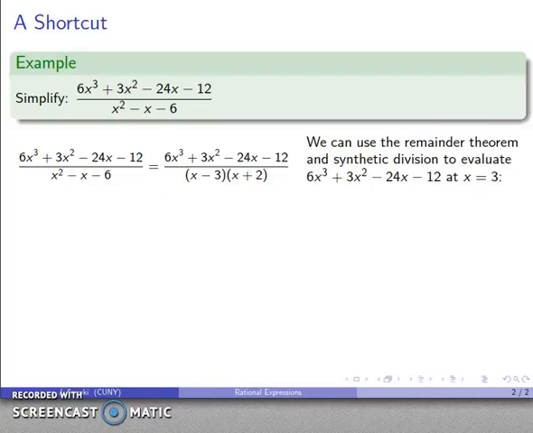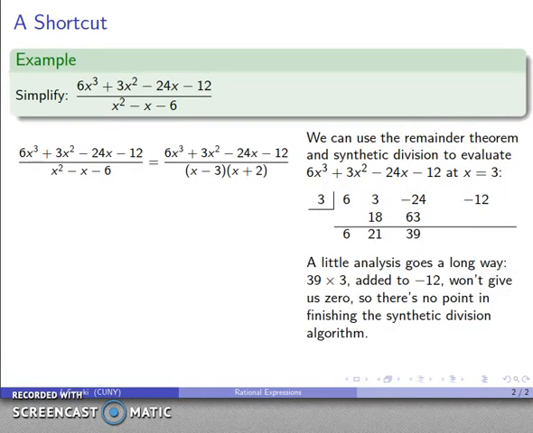I'll use synthetic division and the remainder theorem to evaluate our polynomial at x equals 3. So I'll set up my synthetic division table. So again, the value I'm testing is x equals 3, my coefficients are 6x cubed, 3x squared, minus 24x, and minus 12 is my constant, and I'll apply the synthetic division algorithm. I'll drop, multiply, add, and, well, a little analysis goes a long way.